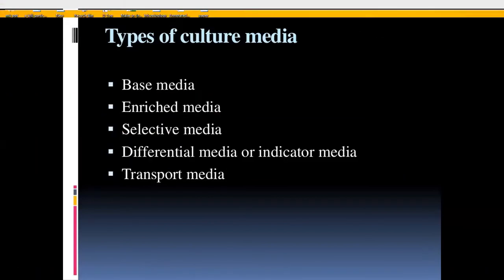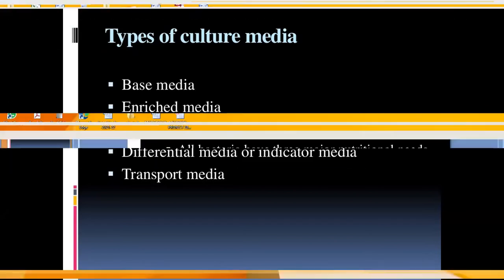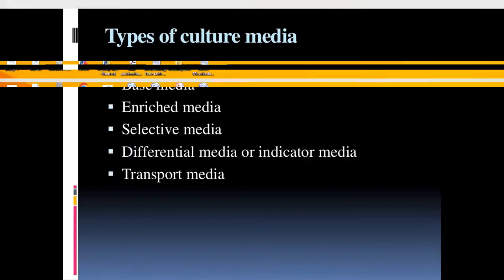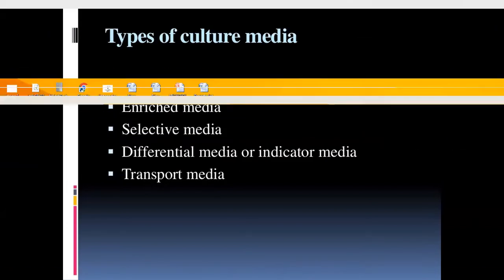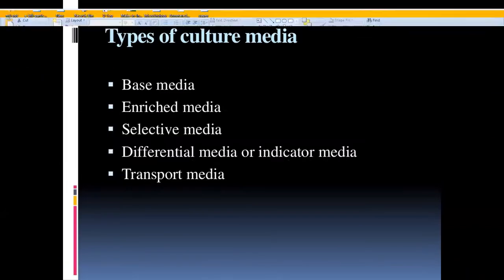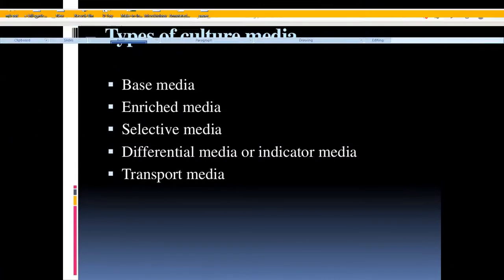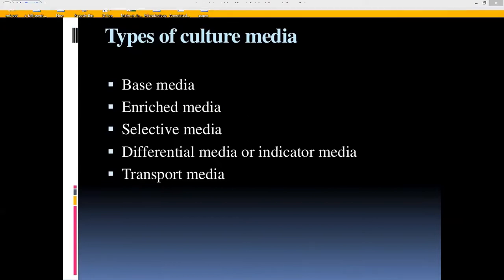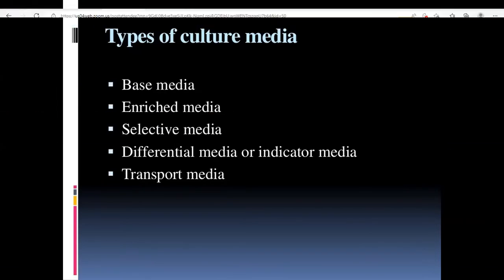And next is selective media. Selective media means using the media, you are selecting the microorganism, means you are designing the media in such a way that only one particular microbe can grow. That is, you are selecting that microbe using that media. And differential media or indicator media means it is the media which can differentiate between two microorganisms.